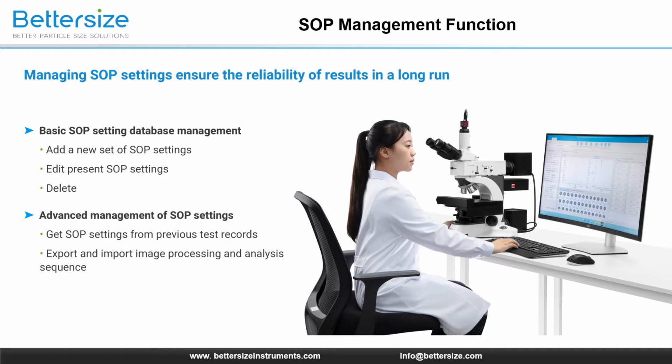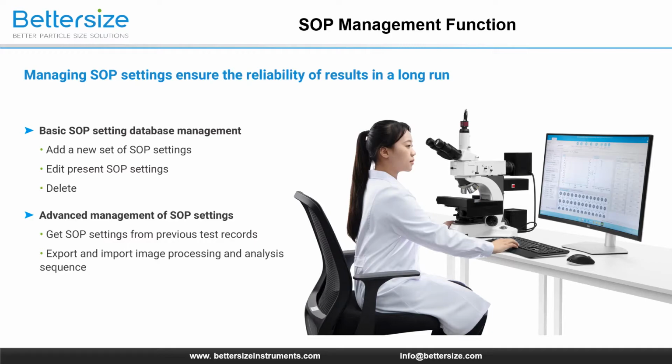Advanced SOP management functions are prepared for something different. Assume we just make a manual test and save the test record successfully. Now, it is time to make the test procedure a new SOP. What should we do? All we need to do is get SOP settings from the test record and save it as a new set of SOP settings.